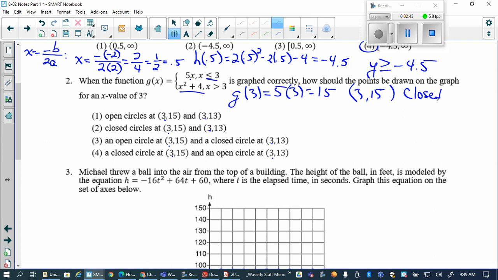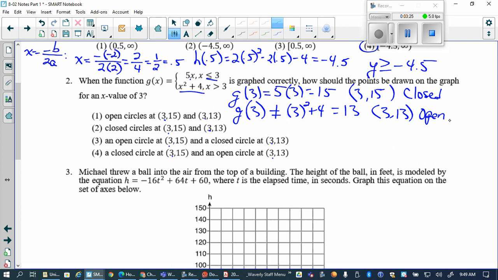Now, how do I find out the coordinates for the open circle? Go to the other one, right? So now I'll write G of 3. Watch how I write this, though. It's not equal to. See what I mean? Right? Plus 3 squared. Plus 4. What now? 9 plus 4 is 13. What are the coordinates of this point? 3 comma 13, and that's my open circle.